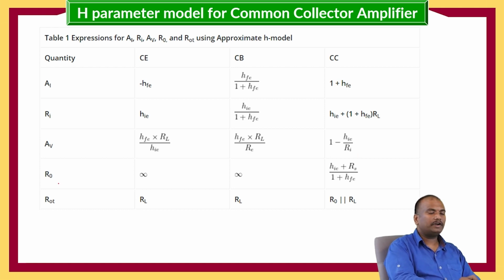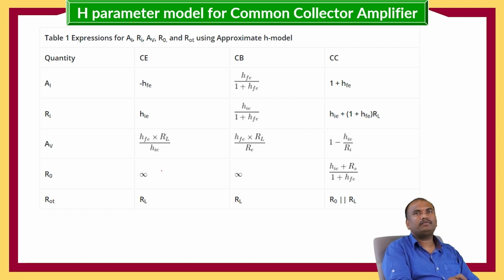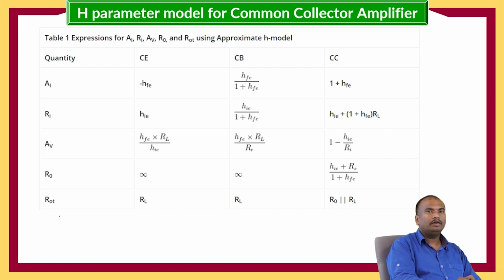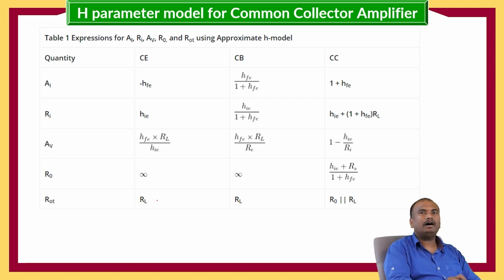And the output impedance is infinite for common emitter and common base configurations, whereas for the common collector configuration it is HIE plus Rs by 1 plus HFE, where the resistance at the output terminal is RL in the CE configuration, RL in CB, and R0 in parallel with RL in common collector.